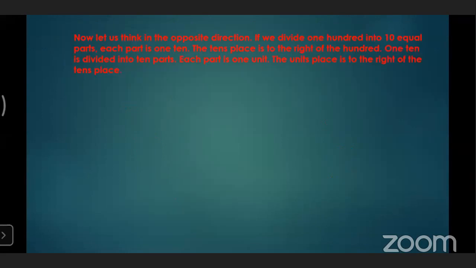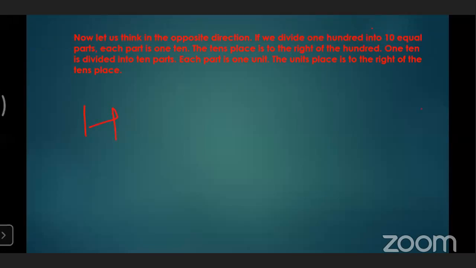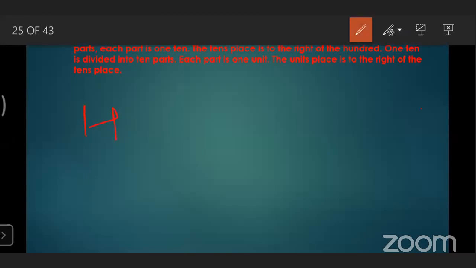Now, let us think in the opposite direction. If we divide 100 into 10 equal parts, for example, 100 is there, and if we divide that 100 into 10 equal parts, means 10, 10, 10, 10, right? Like this way, we have to divide this 100 into 10 equal parts. 1, 2, 3, 4, 5, 6, 7, 8, 9, and 10, right? The 100 is divided into 10 equal parts.